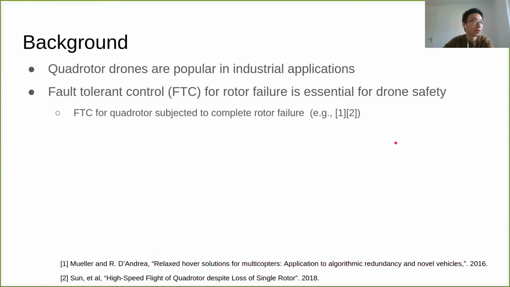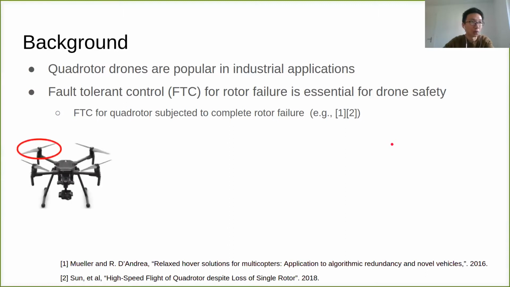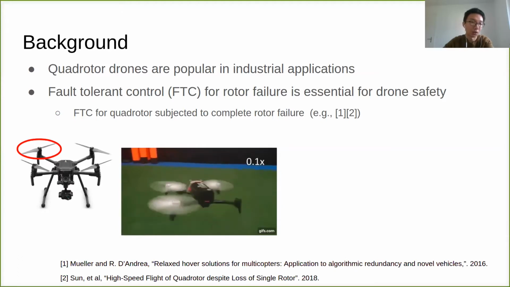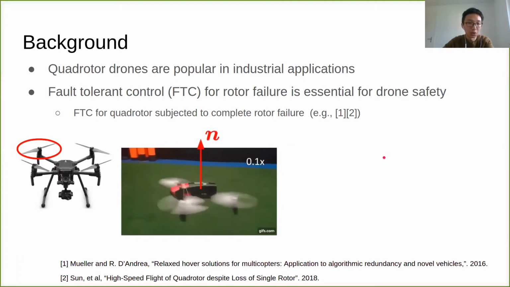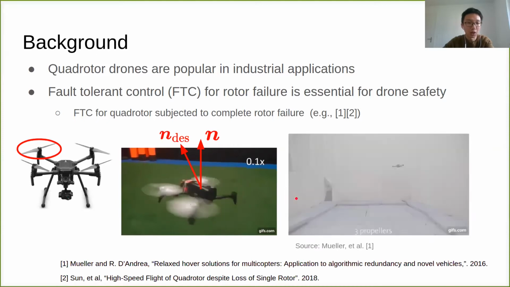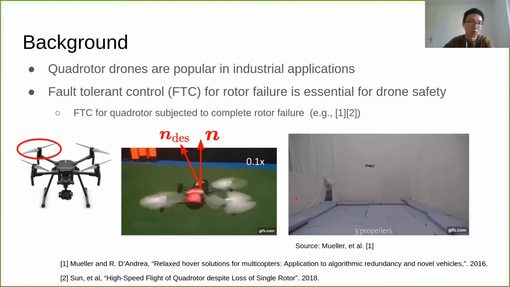As we know, quadrotor drones are popular in many industrial applications, and to improve their safety, fault-tolerant control is very important to prevent crashing after the failure of rotors. State-of-the-art research sacrifices the yaw control of the quadrotor, and instead uses a reduced attitude controller to control a body-fixed vector n to track its reference, and in this way the position of the damaged quadrotor can be controlled.